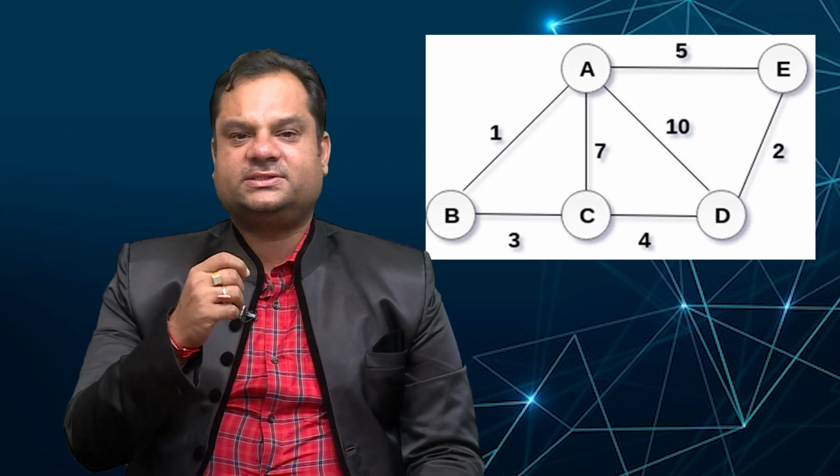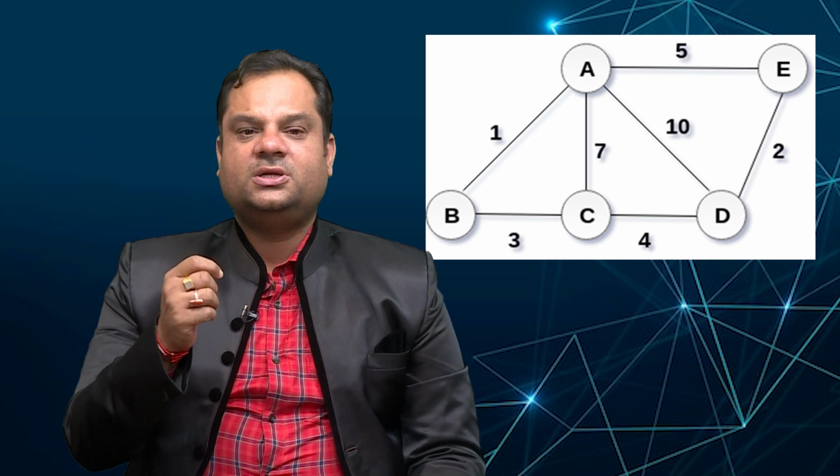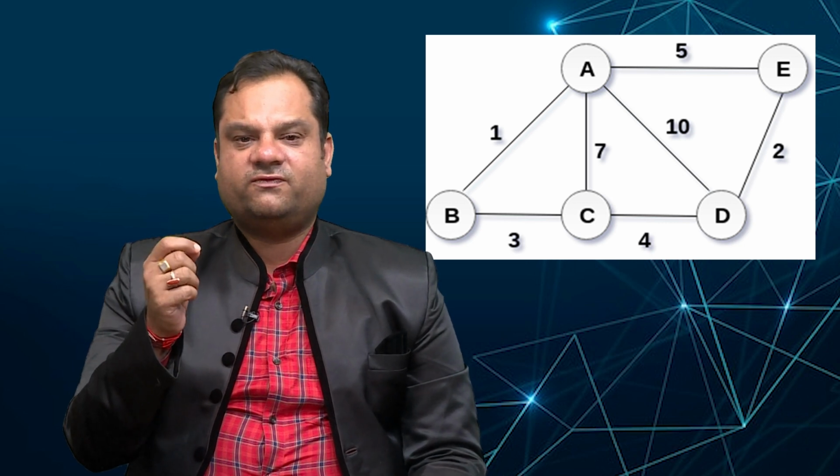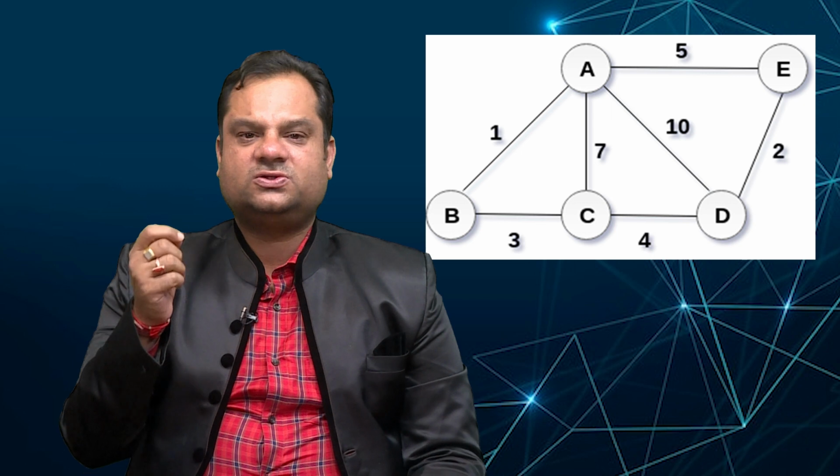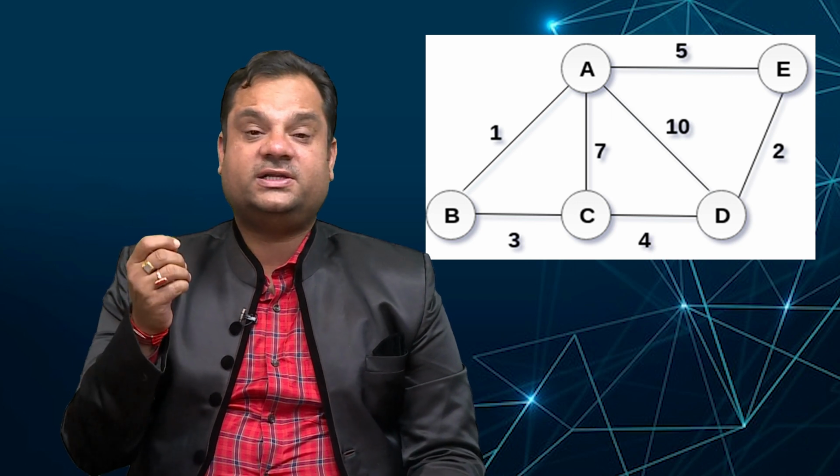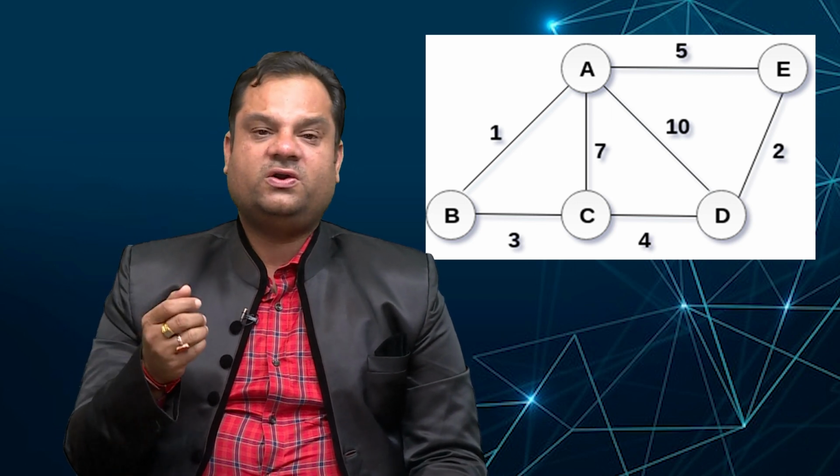We can understand this algorithm by this example. Here we have an example of Kruskal's algorithm. In the example we have vertices A, B, C, D, E. We also have edges as well as their weights. So what do we do first?